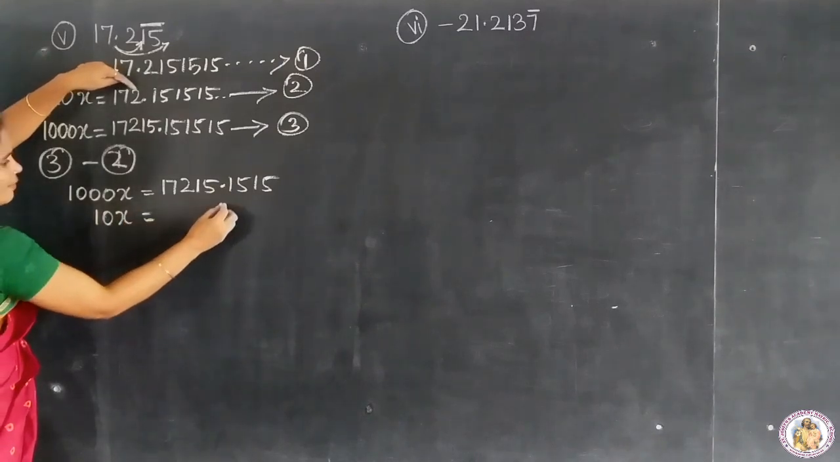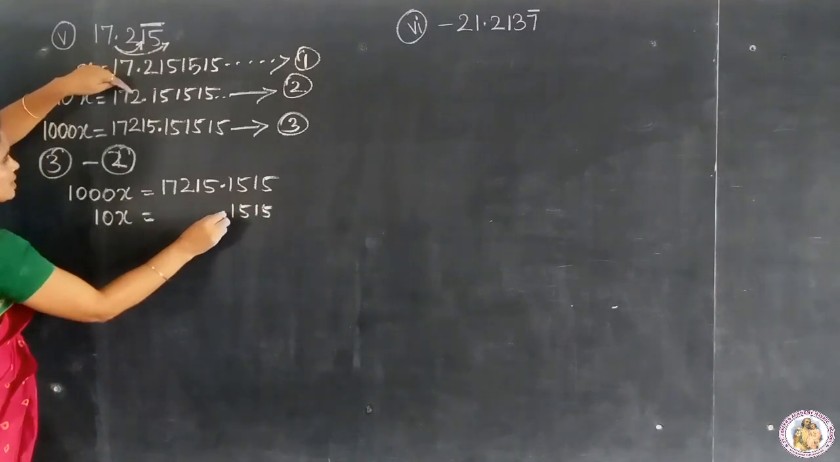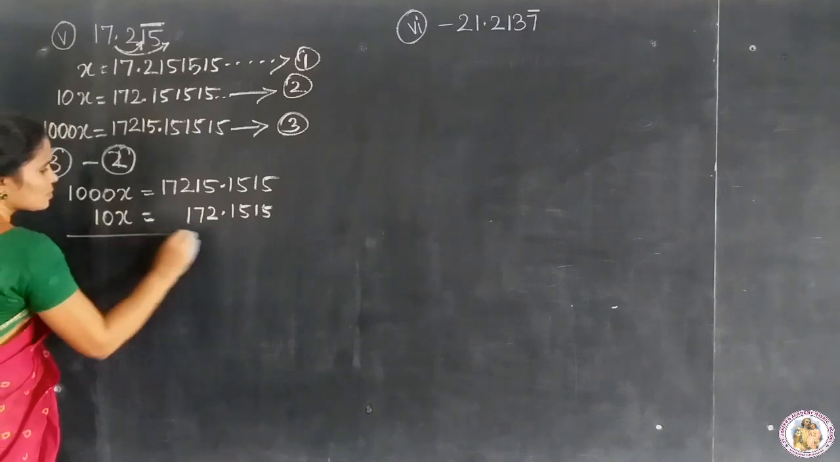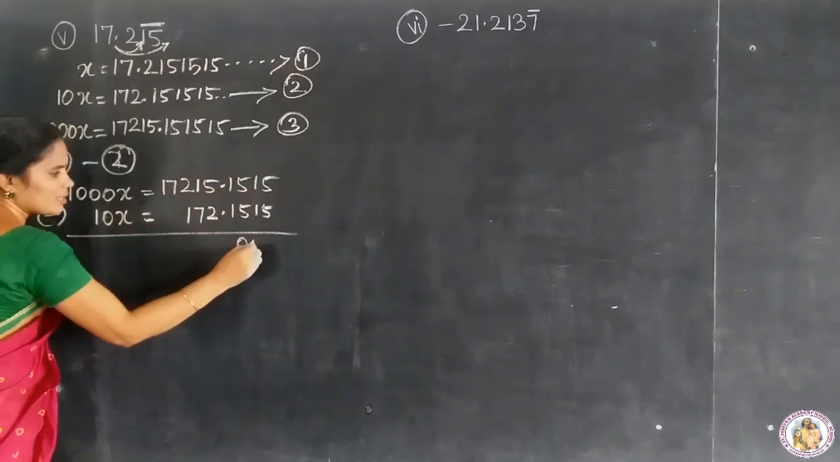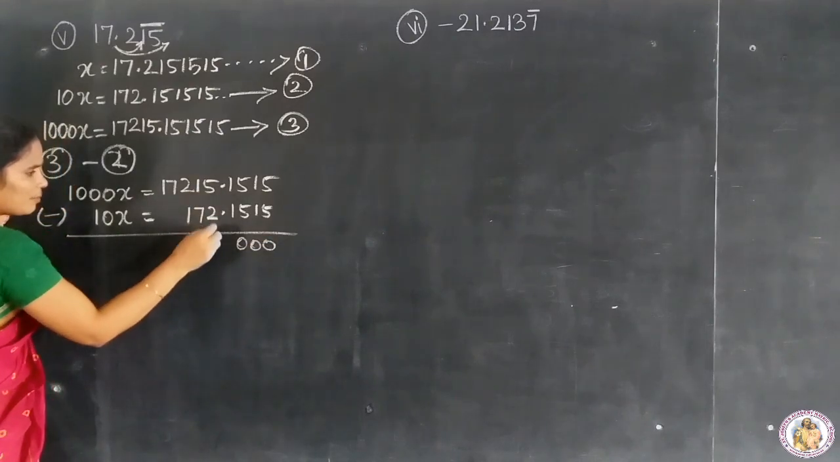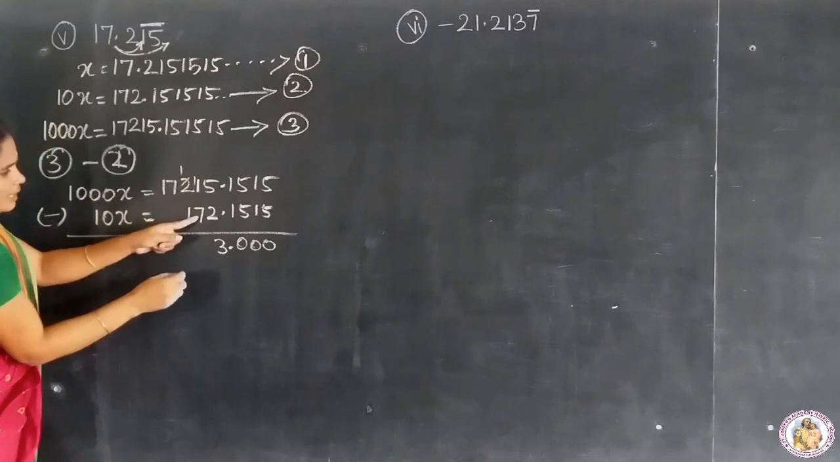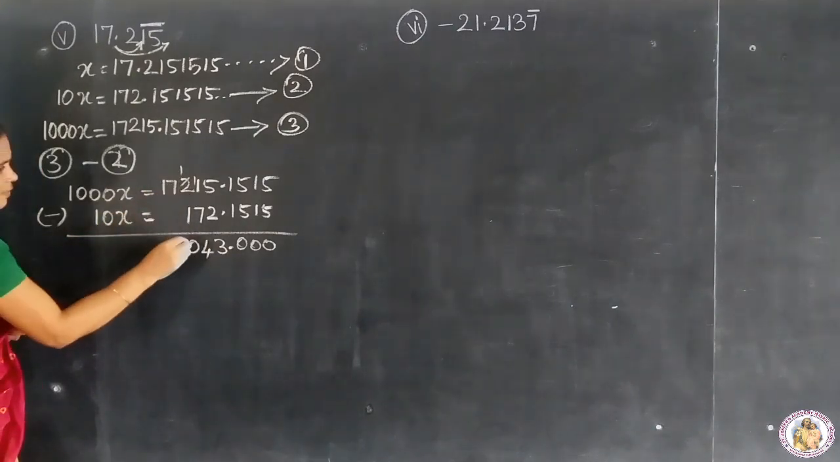So from after decimal write 1515 and before decimal 17215, minus 172. So subtract. So here after decimal everything goes as 0. 5 minus 2, 3, and 11 minus 7, 4. 1 minus 1, 0.